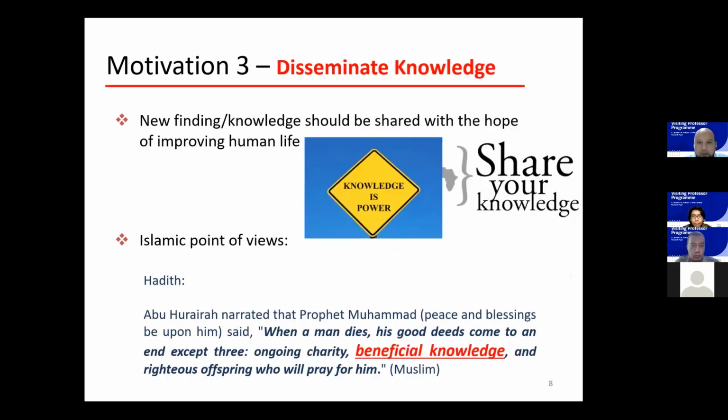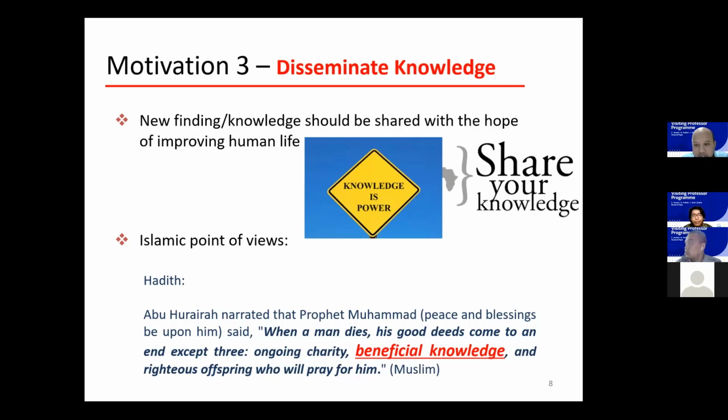And then motivation number 3 is to share the knowledge. If you look at the Islamic point of view, there is a hadith, the saying of our Prophet Muhammad SAW, that when humankind dies, his good deeds also come to an end, except 3 things: ongoing charity, number 2, beneficial knowledge, and a good offspring, good children that make dua for you. So one of them is beneficial knowledge.